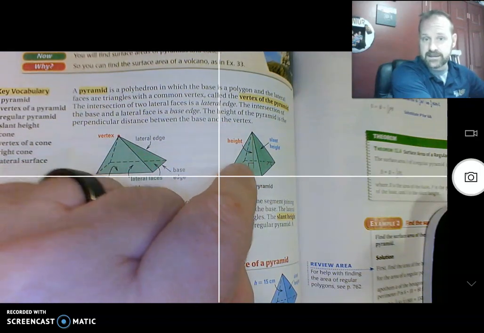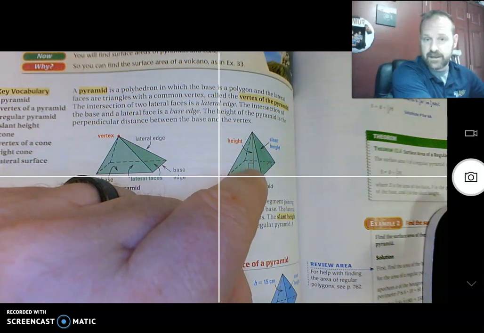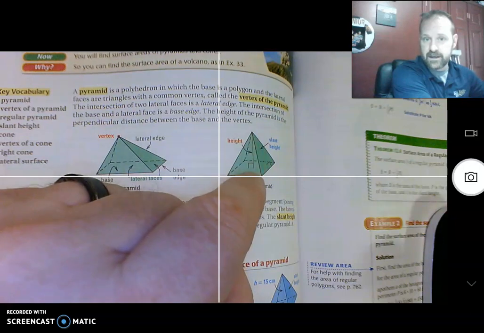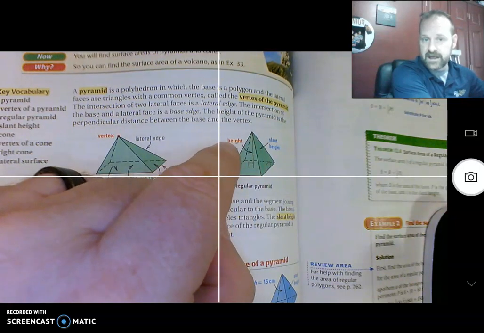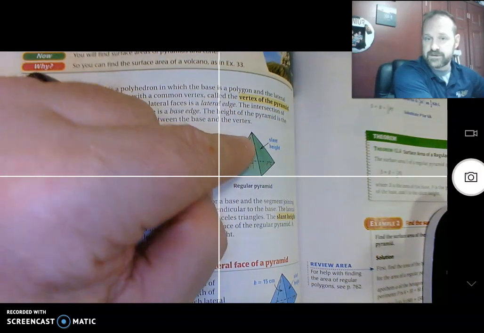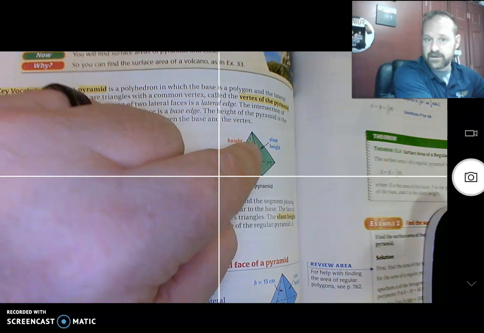So height, it's kind of hard to see, but height of the pyramid is going to be from the middle all the way up to the vertex. We don't need to worry about this height yet. That's going to help us with volume. But for surface area, we definitely need to worry about this slant height, which is on the actual face.